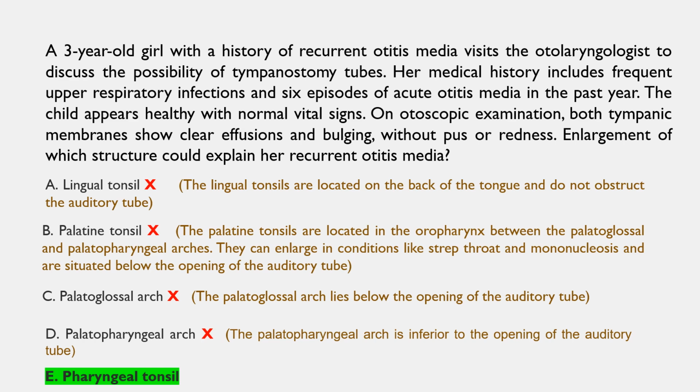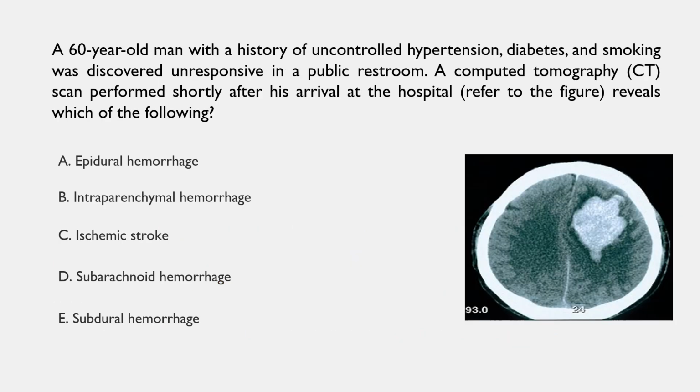Let's have a look at the second question. A 60-year-old man with a history of uncontrolled hypertension, diabetes, and smoking was discovered unresponsive in a public restroom. A CT scan performed shortly after his arrival at the hospital reveals which of the following?